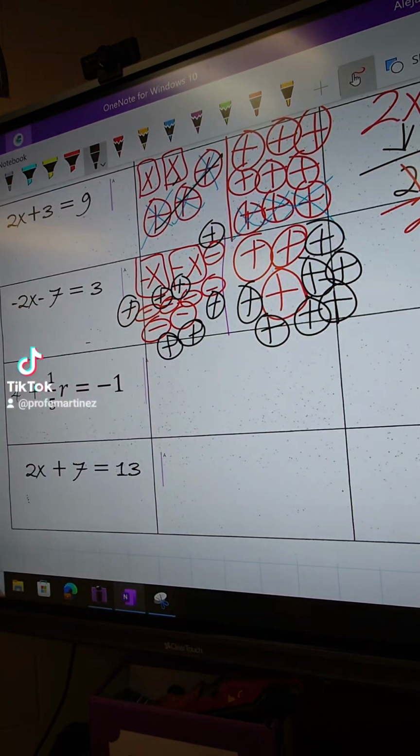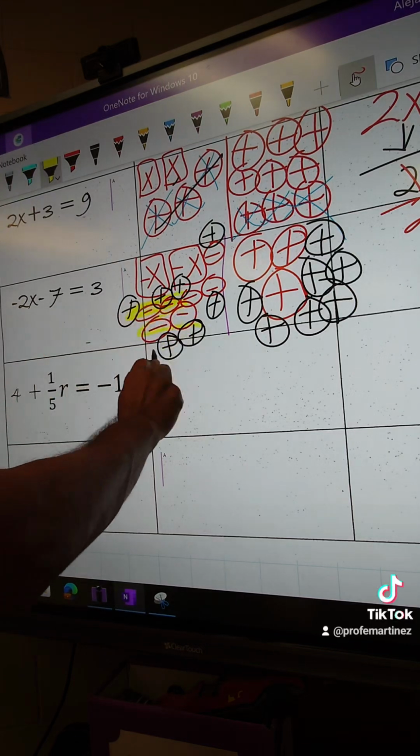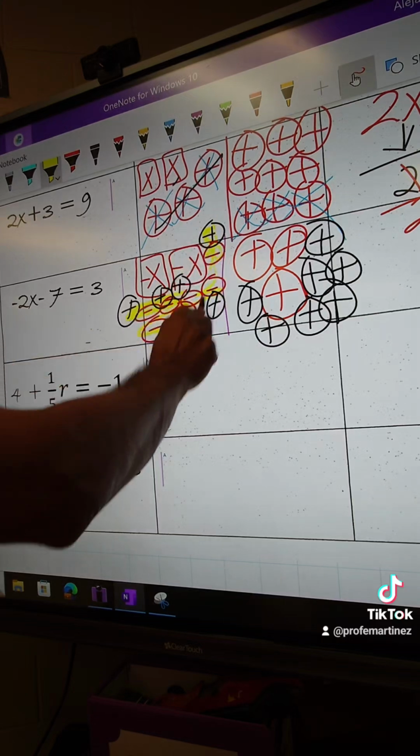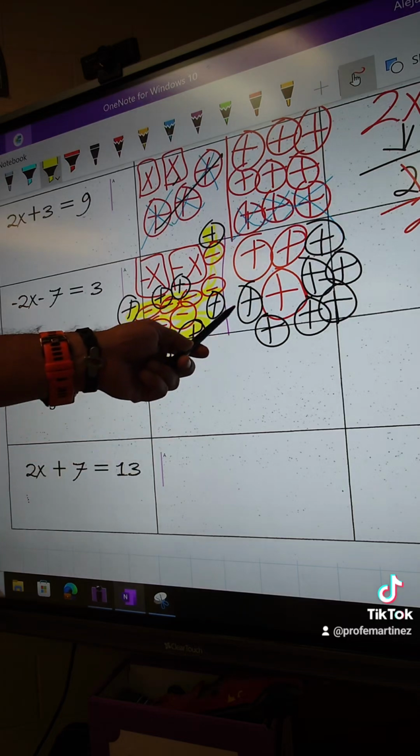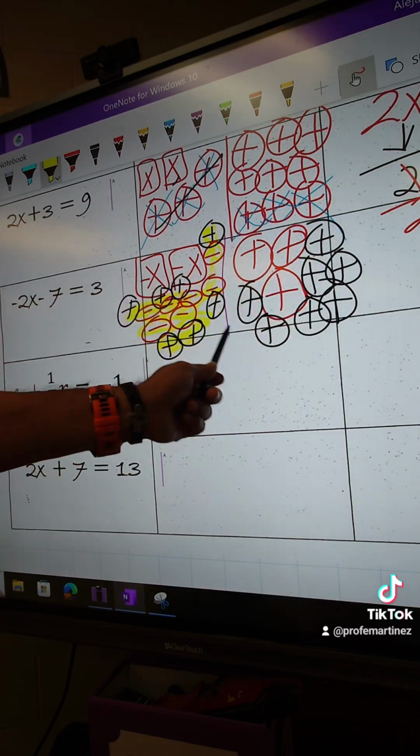3, 4, 5, 6, 7. And now I have 7 on both sides. What happens to these guys? We call these zero pairs. So these guys go away. They have a value of 0. They don't care anymore. We have a total here of 10.